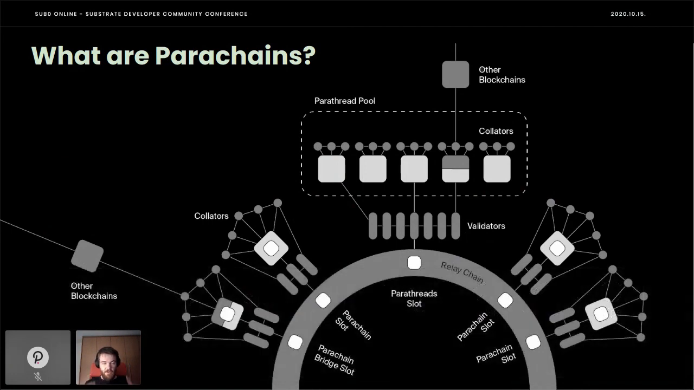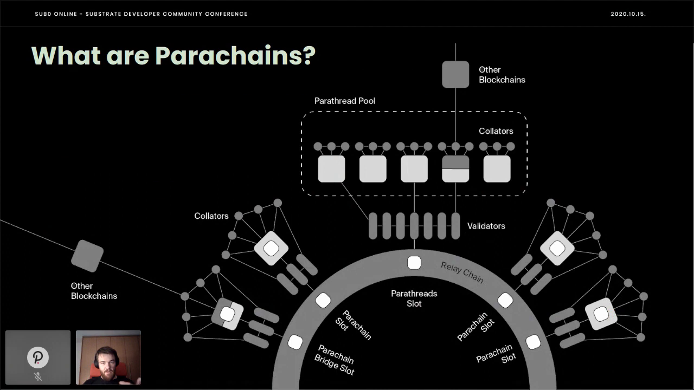Then each parachain has its own parachain network. That means you have several nodes, all connected to each other, receiving transactions, providing RPC and all that stuff. But then you have these special nodes called collators, and these collators are the validators of a sovereign blockchain. So that means these collators are responsible for building blocks.